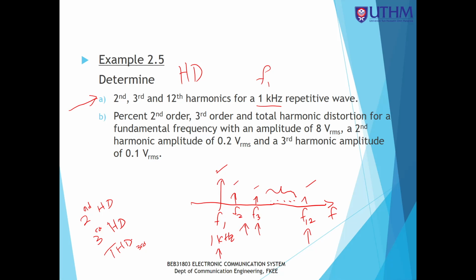sahaja. Okay, diberikan nilai voltage RMS of the fundamental here 8 volt, and then here second order is 0.2 volt, third order is given as 0.1 volt. Okay, so jangan confuse. Yang mana soalan yang kedua ini dia tak nak tanya yang belakang ini, okay. So this question didn't ask you about the rest, only F1, 2 and 3 involved.